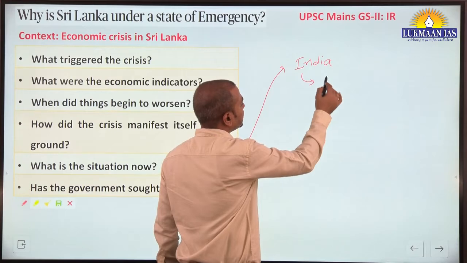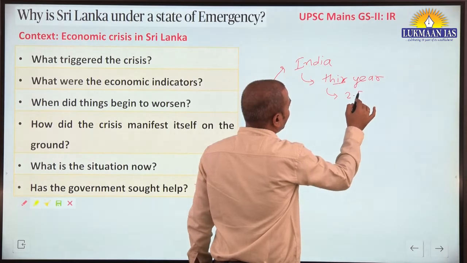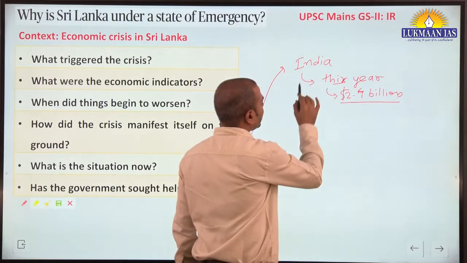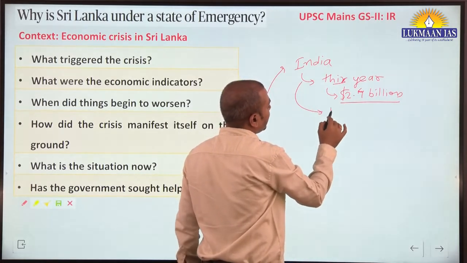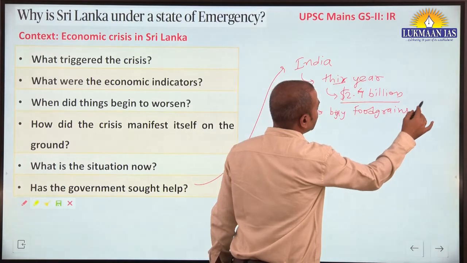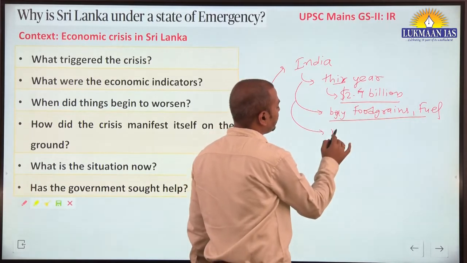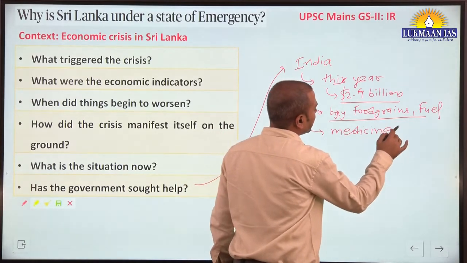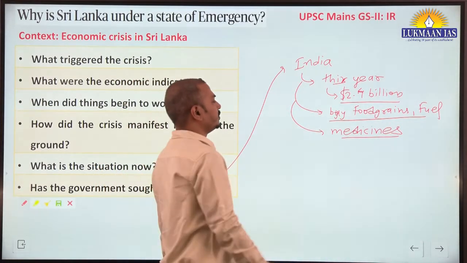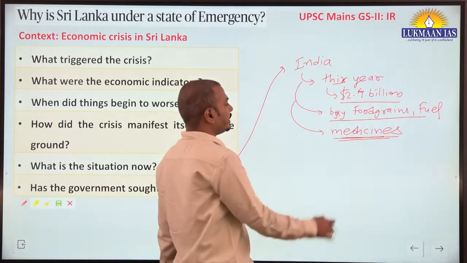How has India been helping? This year itself, in 2022, India has extended help of $2.4 billion. Along with that, India is also helping to buy food grains and other essentials like fuel. Then India is exporting medicines as a grant, also some food grains and medicines. Vaccines too, but these are particular essential medicines. Vaccine is for COVID-19. So in this manner.